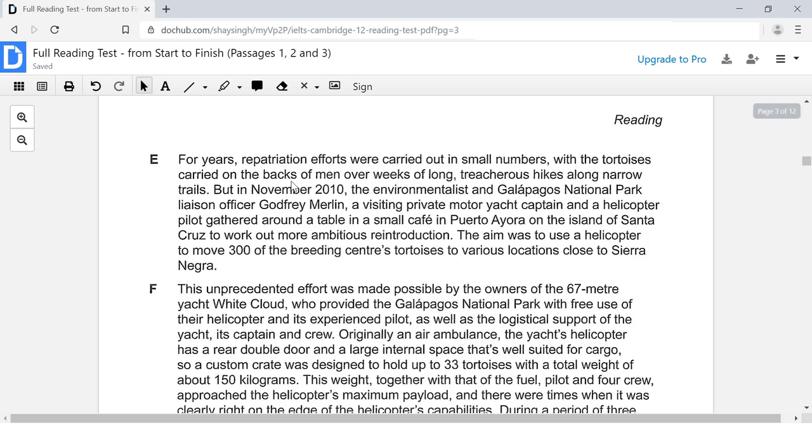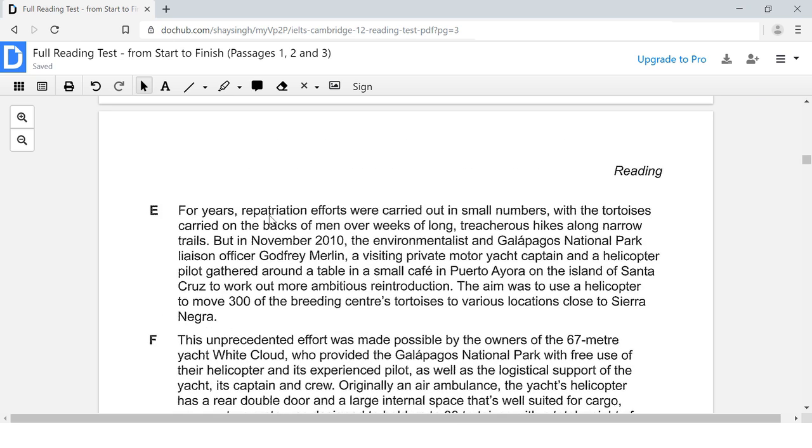E is the next shortest paragraph. So here we go. For years, repatriation efforts were carried out in small numbers, with the tortoises carried on the backs of men over weeks of long, treacherous hikes along narrow trails. But in November 2010, the environmentalist and Galapagos National Park liaison officer Godfrey Merlin, a visiting private motor yacht captain, and a helicopter pilot gathered around a table in a small cafe in Puerto Ayora on the island of Santa Cruz to work out more ambitious reintroduction.